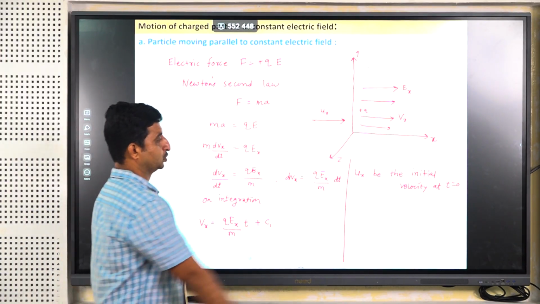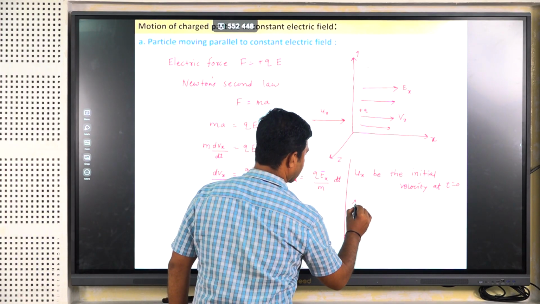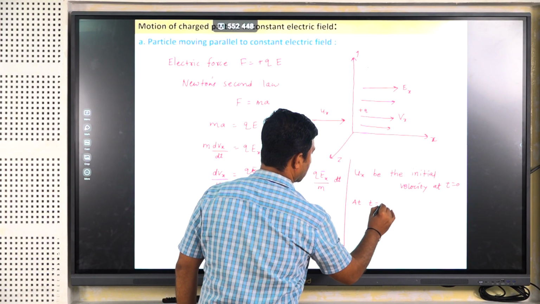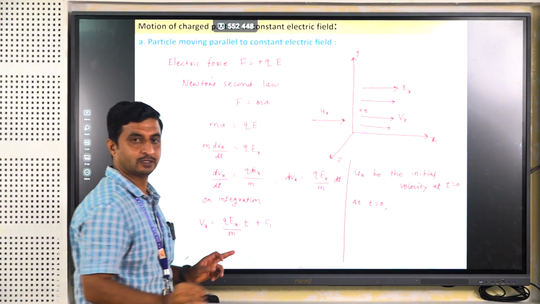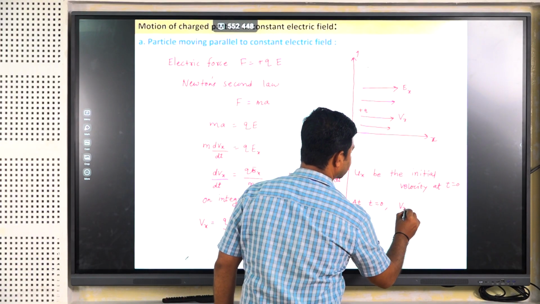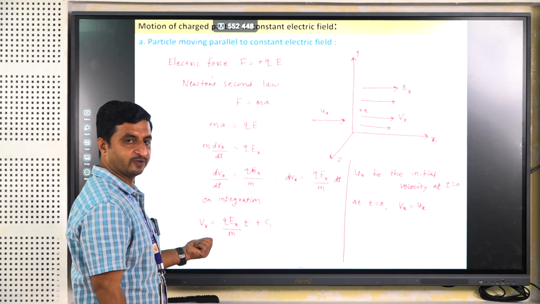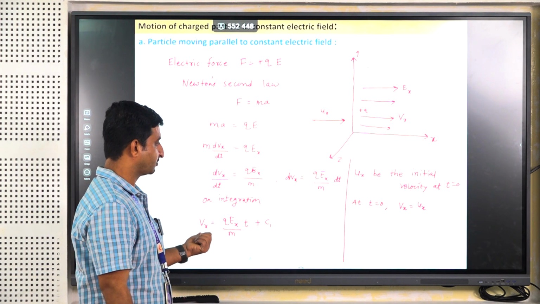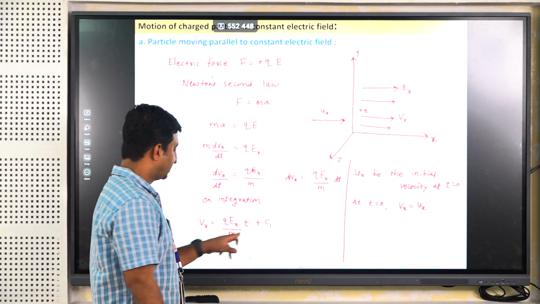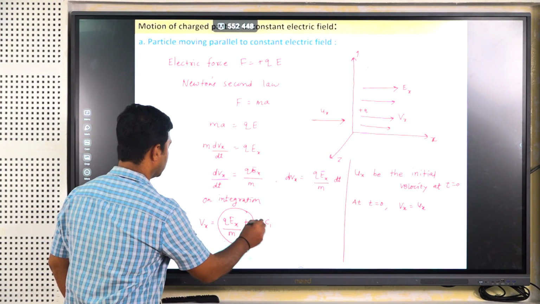At t is equal to 0, what is the velocity? Initial velocity is ux. So therefore initial vx is nothing but ux. So if we put the value of vx in place of vx as ux, and t is equal to 0, this value is 0, this is ux.